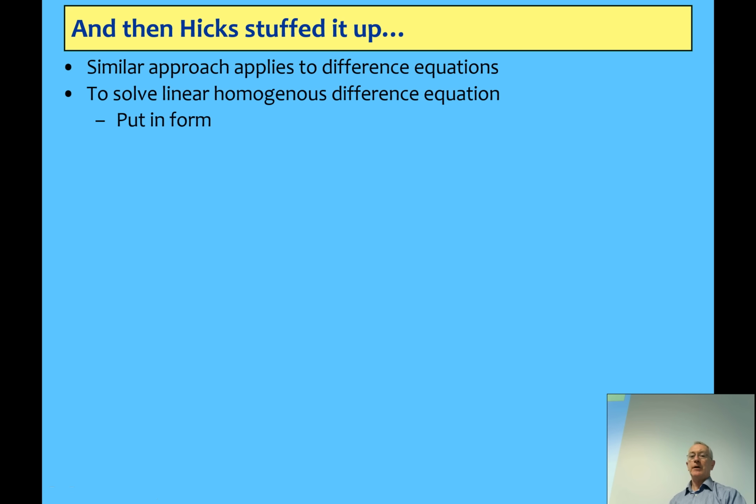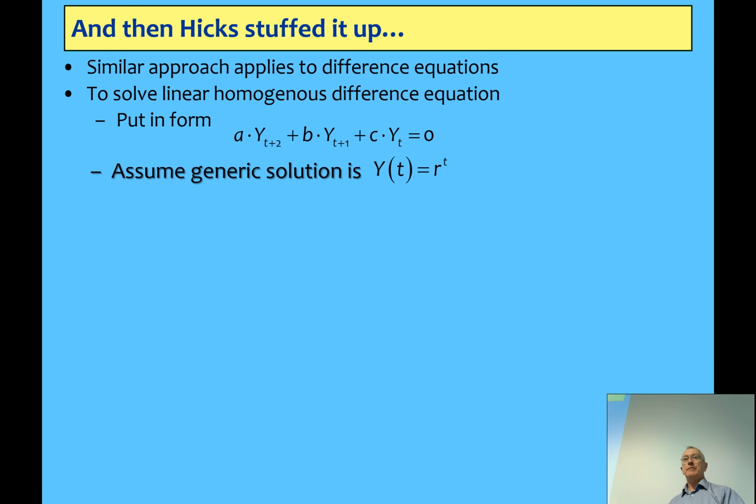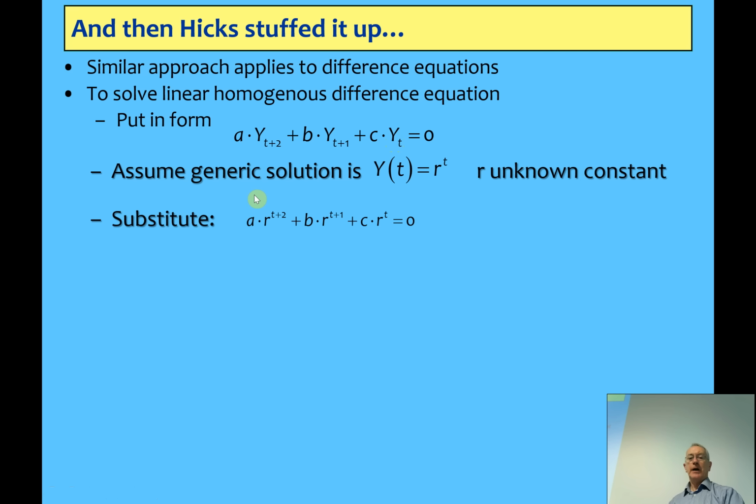So you have a linear homogeneous difference equation like this. Then you assume a solution where now rather than being e raised to the power of r times t, it's r raised to the power of t. You put that solution in there. So you make that substitution, that's going to give you an r squared term, an r term, and a constant. So go through the same sort of story. You get a times r to the t plus 2, plus b times r to the t plus 1, plus c times r to the t.